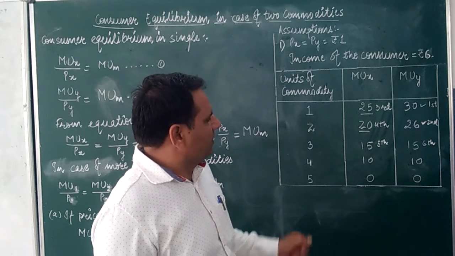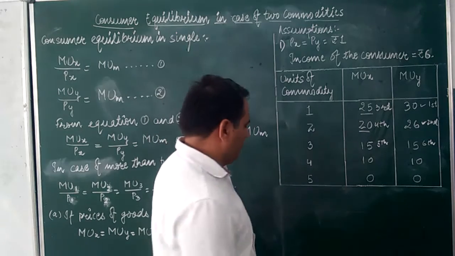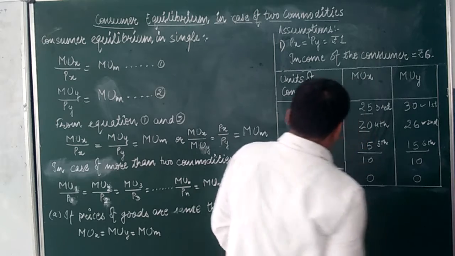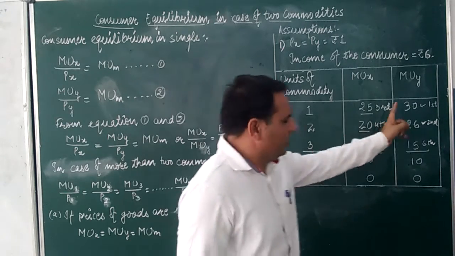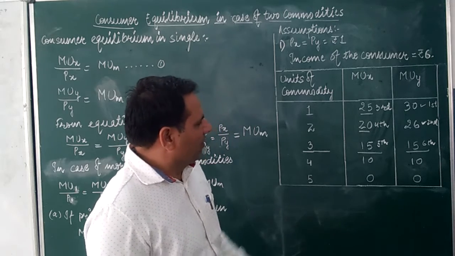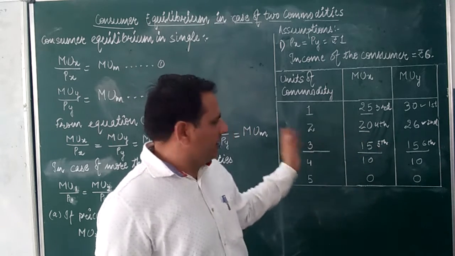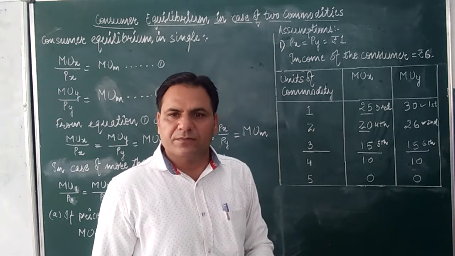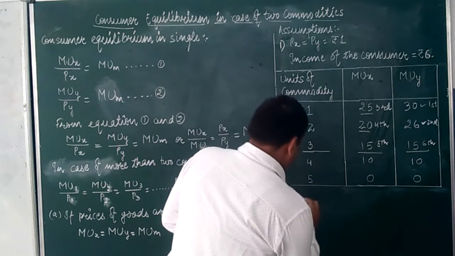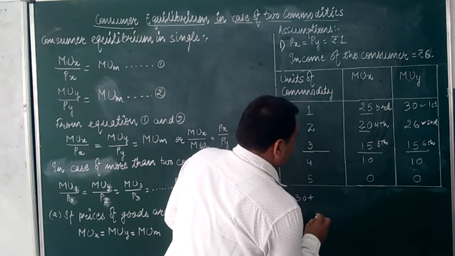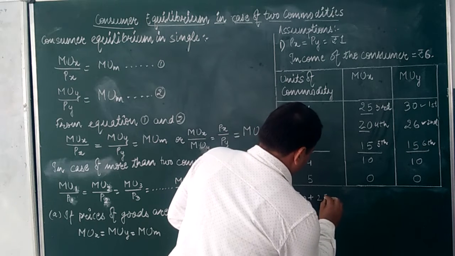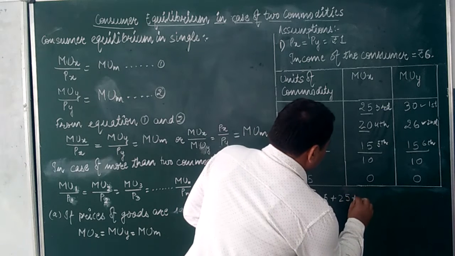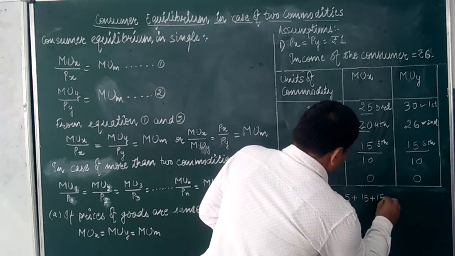So the consumer will be in equilibrium over here. He will buy 3 units of x and 3 units of y. How? Because after buying this, his income is exhausted. He doesn't have enough money now to buy another unit. So he will end up with a satisfaction level of 30 plus 25 plus 26 plus 25 plus 15 plus 15.